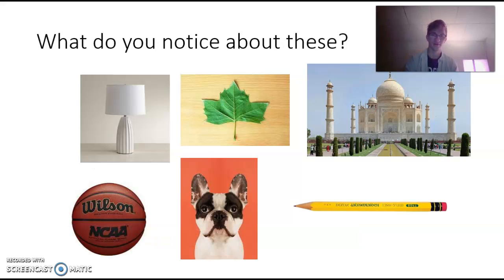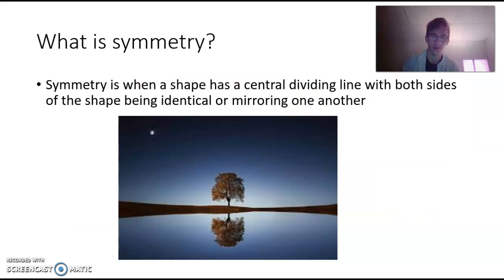Now look at these next set of photos. What do you notice about them? You might notice some lines of symmetry. But what is symmetry? Symmetry is when a shape has a central dividing line with both sides of the shape being identical or mirroring one another.